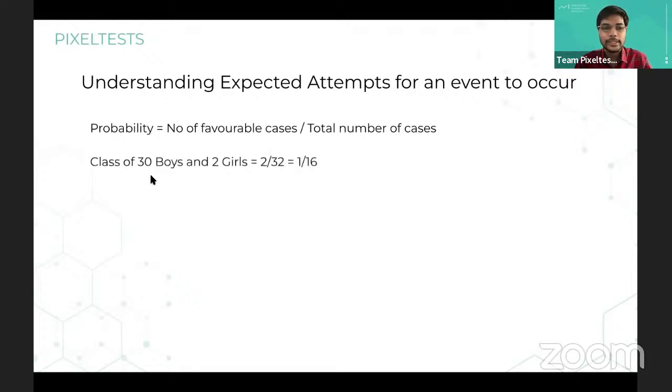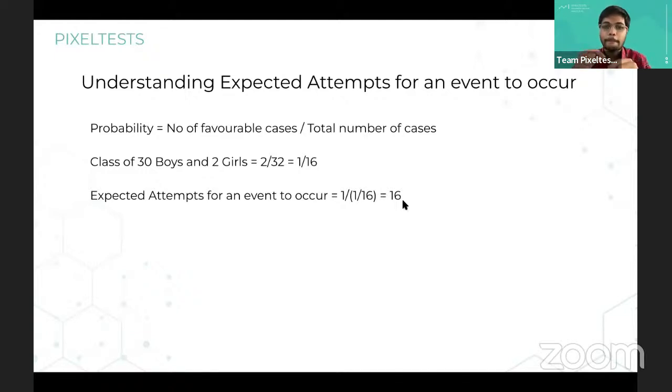So let's say there is a class of 30 boys and 2 girls. And there is a random list of chits and you have to pick. And for it to be a girl's name, the number of favorable cases here is 2. The chances that it would be a girl's name, the favorable cases is 2, and the total number of cases is 32, so it is 1 by 16, right? So that is how we do the probability here. And the expected attempts for an event to occur is 1 by 1/16, which is 16 attempts. So this is what we are concerned about.